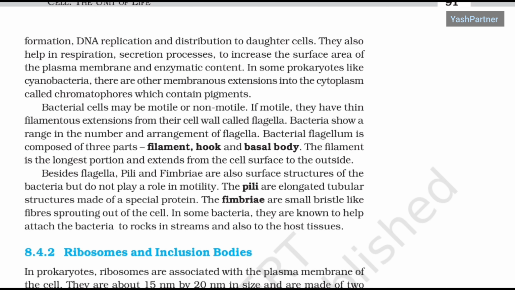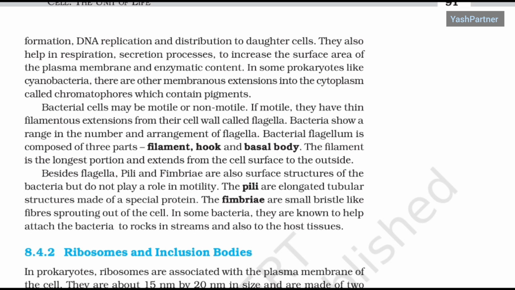Bacterial cells can be motile or non-motile. If motile, they have thin filamentous extensions from their cell wall called flagella. Bacteria show a range in the number and arrangement of flagella. Bacterial flagellum is composed of three parts: filament, hook, and the basal body. The filament is the longest portion and extends from the cell surface to the outside.